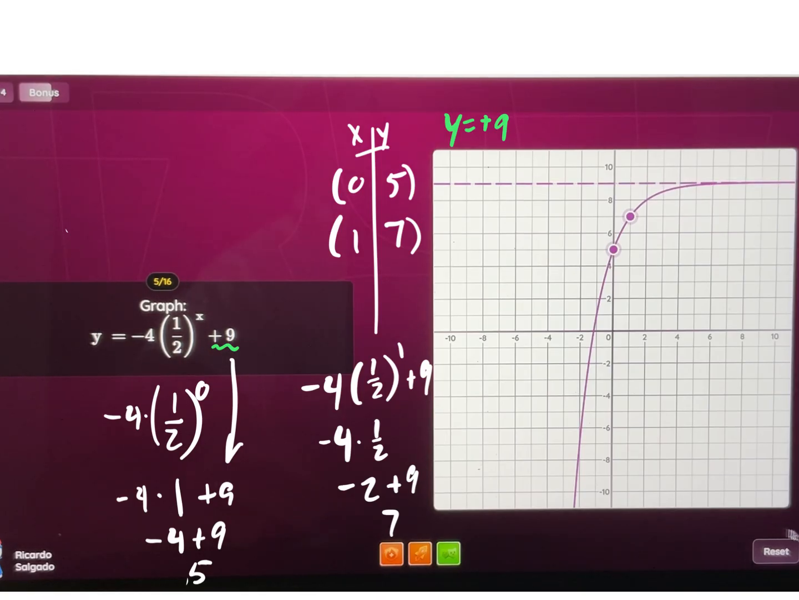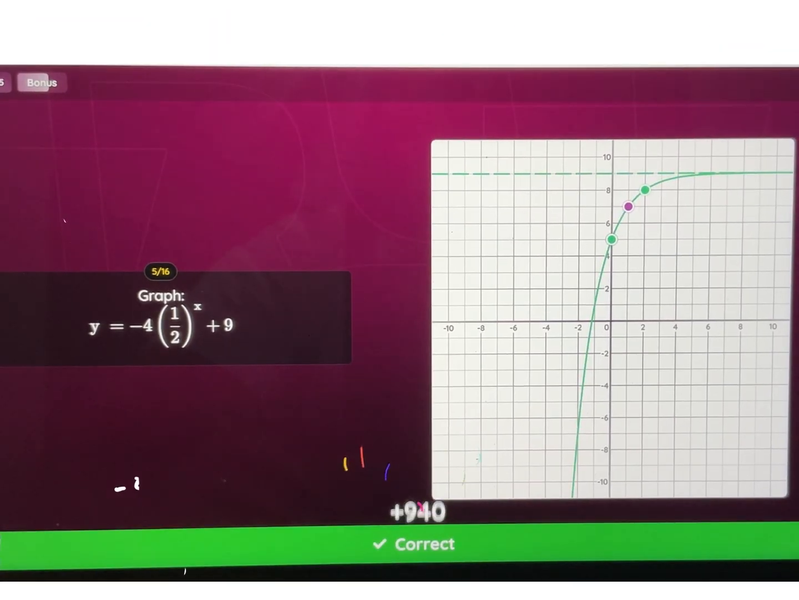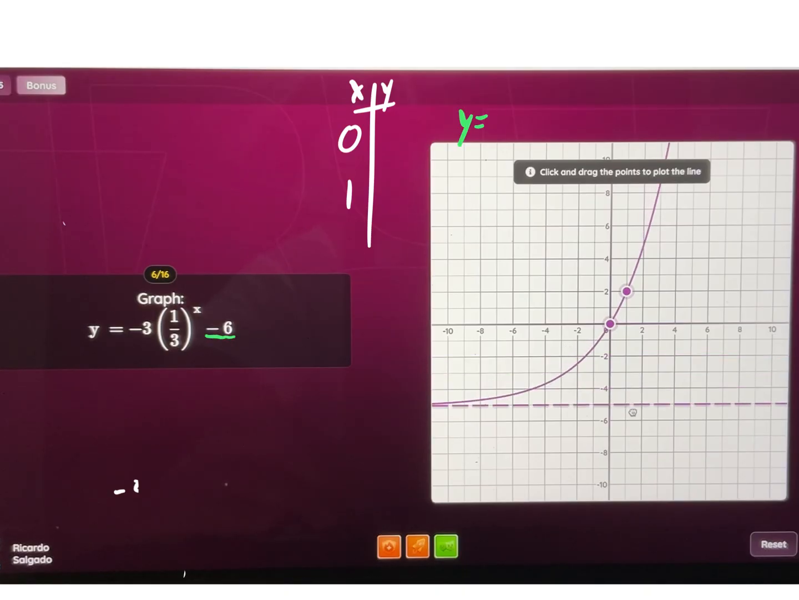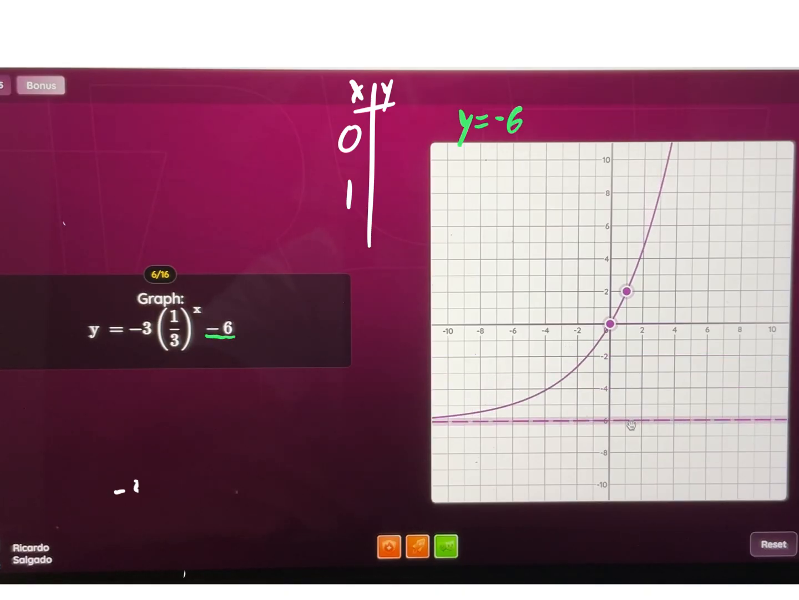Let's move on. Once again, make an XY table, plug in 0 and 1, but before even doing that, you can move your asymptote to -6. So take this asymptote, move it to -6, leave it there.